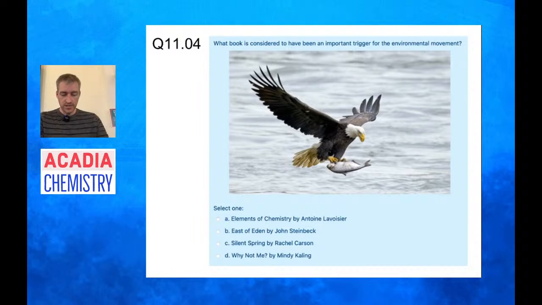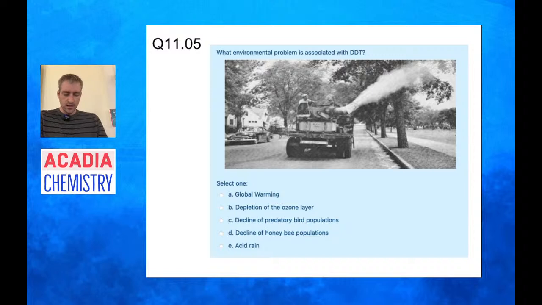What book is considered to have been an important trigger for the environmental movement? That is Silent Spring by Rachel Carson. The first environmentalist, maybe. What environmental problem is associated with DDT? And that is decline of predatory bird populations.